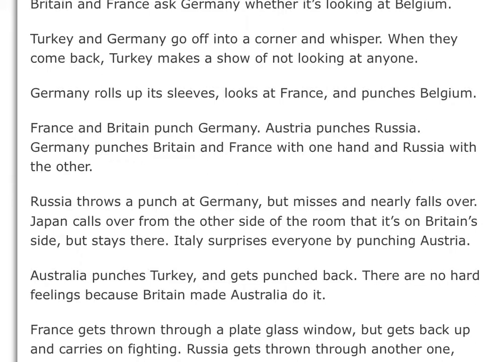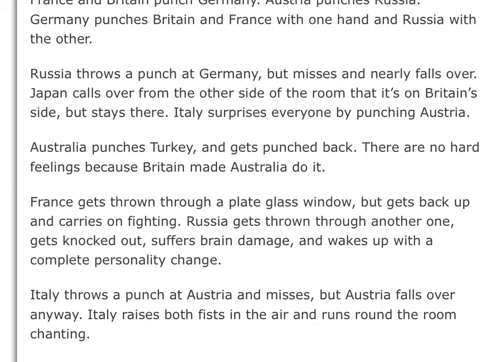Russia throws a punch at Germany but misses and nearly falls over. Japan calls over from the other side of the room that it's on Britain's side but stays there. Italy surprises everyone by punching Austria. Australia punches Turkey and gets punched back. There are no hard feelings because Britain made Australia do it. France gets thrown through a plate glass window but gets back up and carries on fighting. Russia gets thrown through another one, gets knocked out, suffers brain damage and wakes up with a complete personality change.